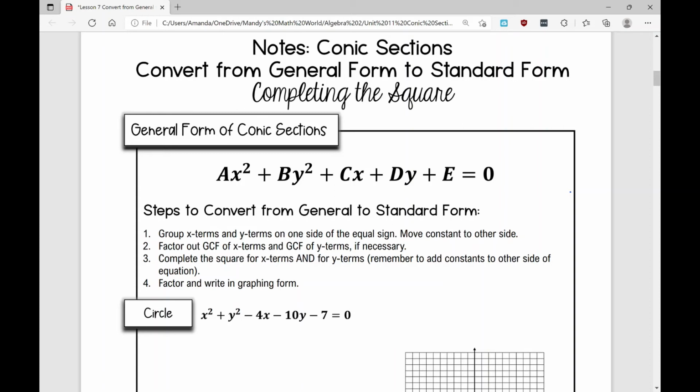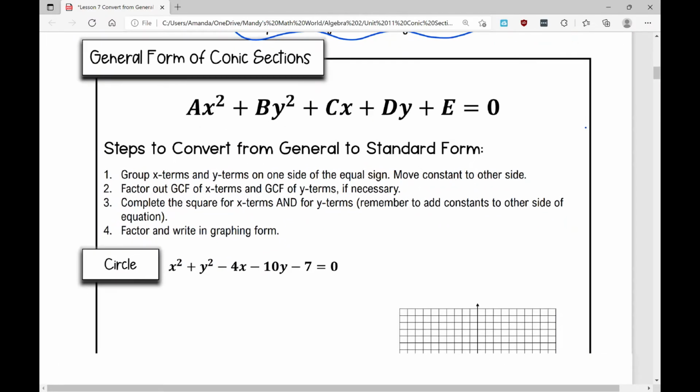Today's notes over conic sections involve converting from general form to standard form so that you can graph the conic section. A lot of times you might see this as converting from general form to graphing form, but the method that we're going to use is completing the square. If you've been with this unit from the very beginning, the very first lesson in this unit, we reviewed completing the square, and we're going to be putting that into play in today's lesson.